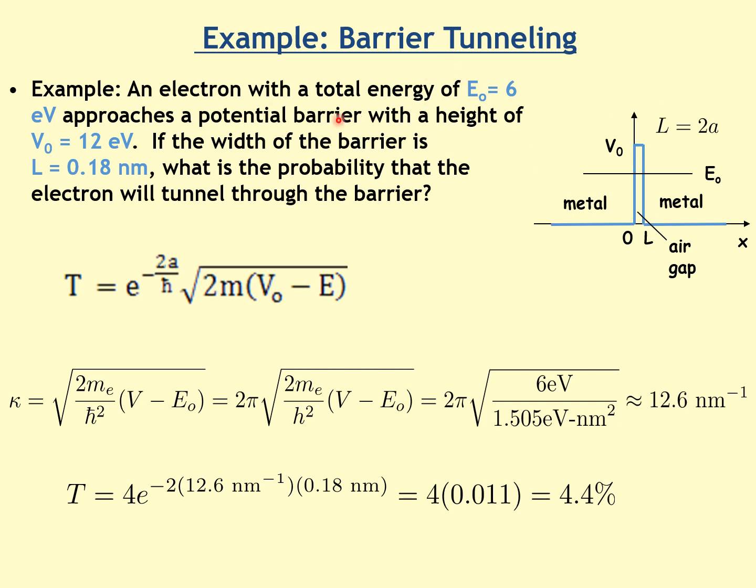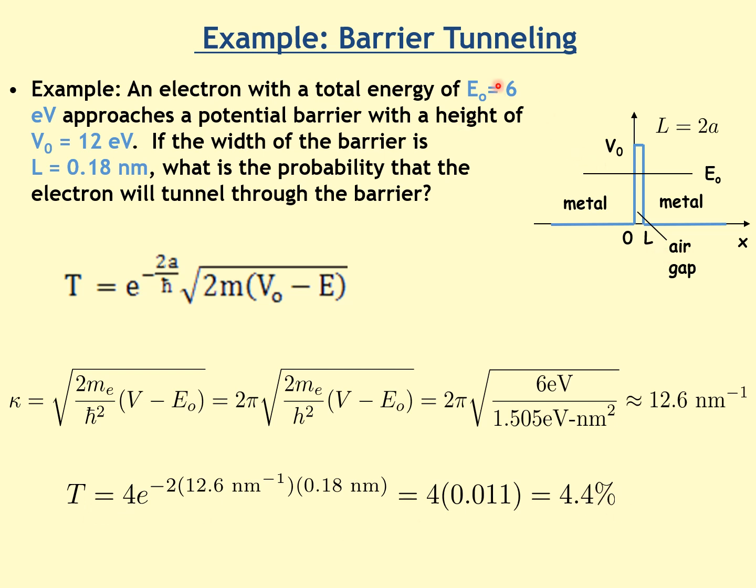Suppose we see one example. If an electron has energy 6 electron volts and the barrier height is 12 electron volts, and the width of this barrier a is given as 0.18 nanometer, then what is the probability that the electron will tunnel through this barrier? If we use the formula for tunneling, T equal to e raised to the power minus 2a divided by h bar under root 2m (V naught minus E), and all these terms are given, and if we put in all the values, then the tunneling probability is around 4.4%.